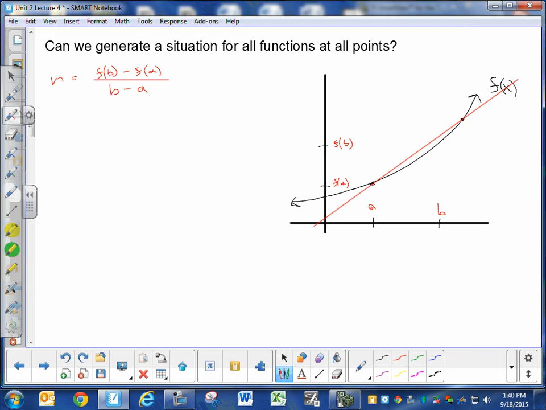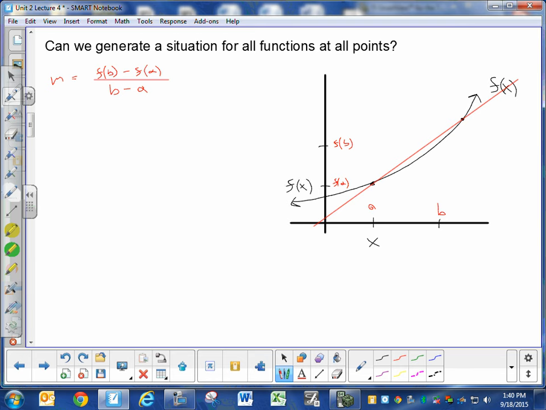Okay. Let's be more general. Instead of saying this first location's at A and the second location's at B, let's just say this is at any random x location on any random function. Okay, so we got x. Well, what's going to be the function value then, if this is some random point x? Mr. Johnson? F of x. Thank you.